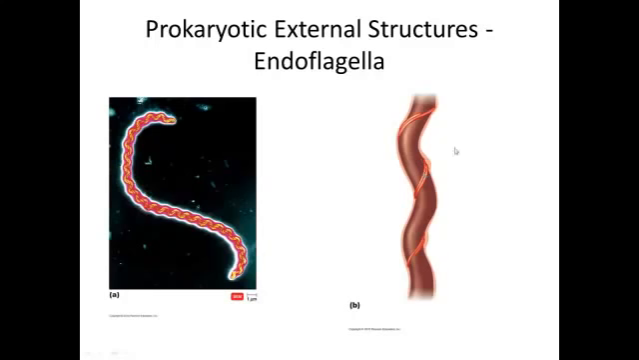What happens is, when the flagellum spins, instead of spinning just the flagellum, it spins the whole cell. So when you look at it under the microscope, they go spinning through the medium like little corkscrews. And this is seen only in spirochetes.